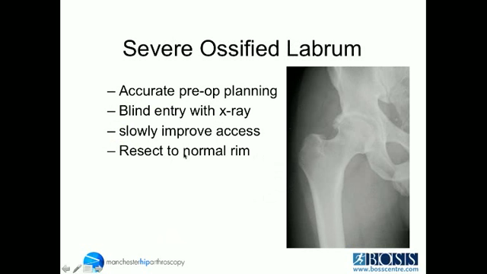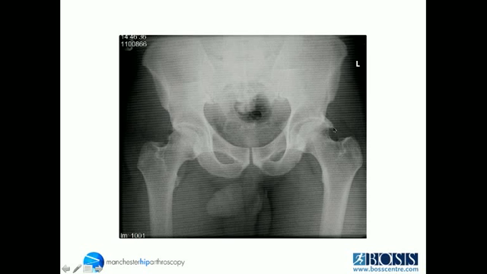Severe ossified labrums are very difficult technically. They're hard to do. They often require long traction times. It's essential to do accurate preoperative planning using your CTs. You may need to do blind entry with an X-ray, i.e. having to punch your way through the labrum, and then slowly starting to improve the access using the burrs, and you basically carry on and resect down to a normal rim. So that's where this patient's normal acetabulum was. This was all abnormal. And when you look at the post-operative x-rays, we're back to the normal acetabular rim, and all the abnormal bone was removed.